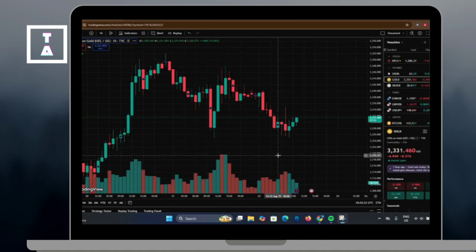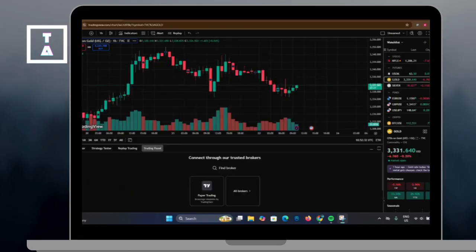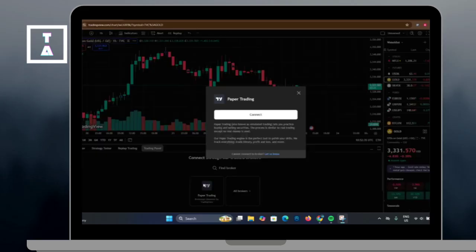At the bottom of your chart, click the Trading Panel tab and select Paper Trading and hit Connect to activate the virtual trading account with simulated funds. Click the Settings next to your PayPal account name and set your starting balance like $100,000 or more. You can use the trade buttons or order panel to place a market or stop order.